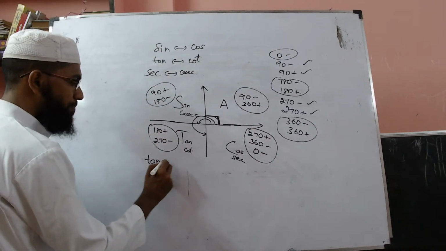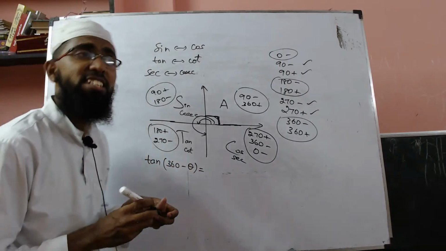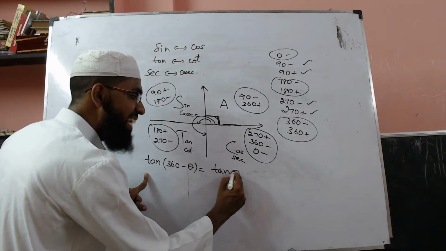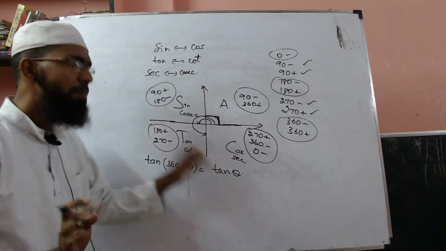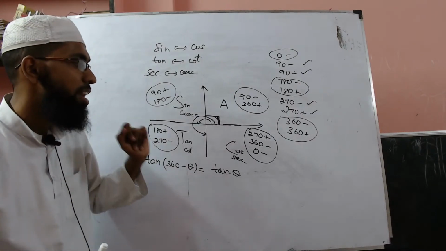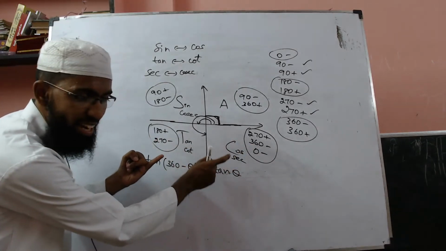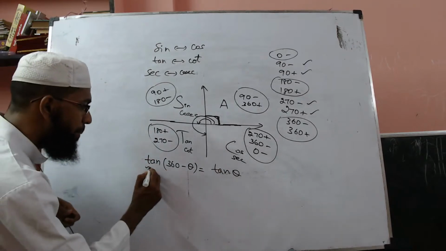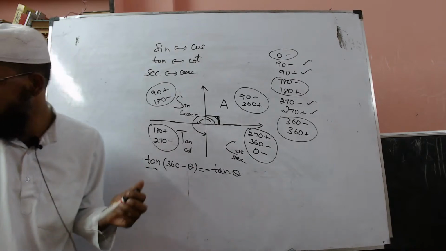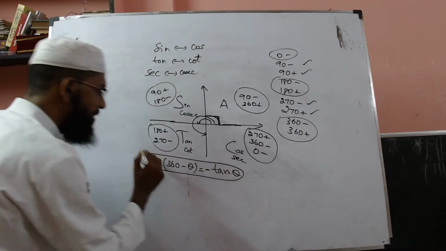If I want tan of 360 minus theta. Now, as I told you, 360 is stable, so it will not change. Tan of 360 minus theta will remain as tan theta, it will not change to cot. Now, to know whether it is positive or negative, 360 minus is in which quadrant? It comes here. In this quadrant, cos is positive and secant is positive. But my question is neither cos nor secant, so my answer will be negative. So the value of tan of 360 minus theta is minus tan theta. You can check it in the tabular column if you have it.